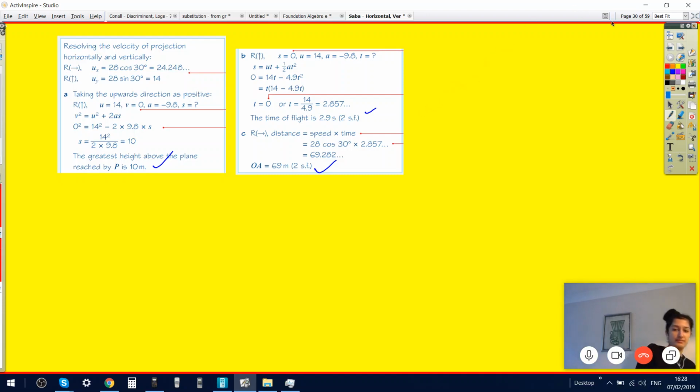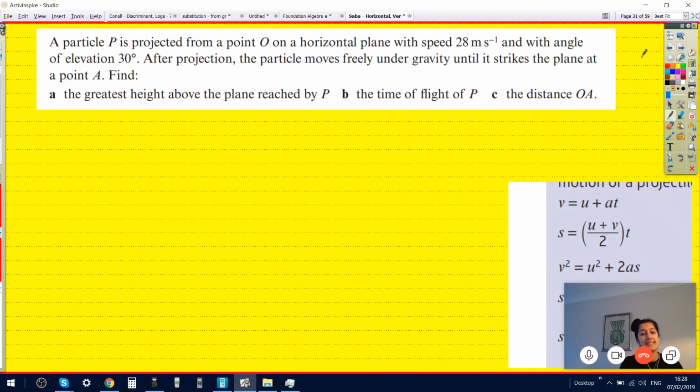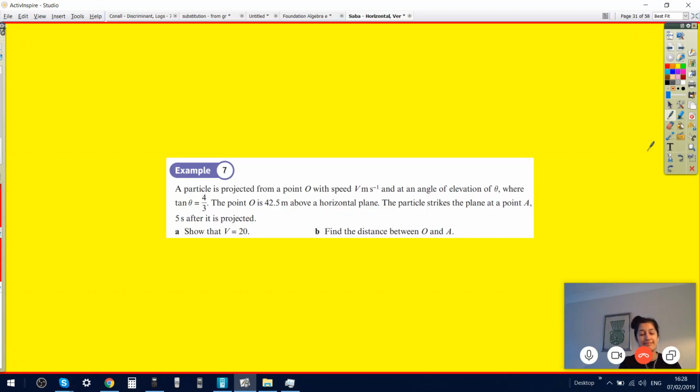So find 3 things and consider where you're starting from and where you're ending, because you're U and you're V. Okay, let's try this one.